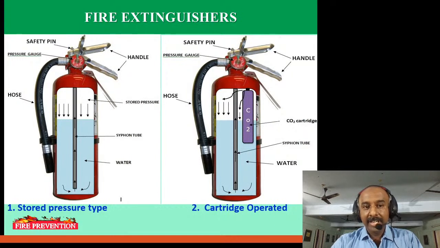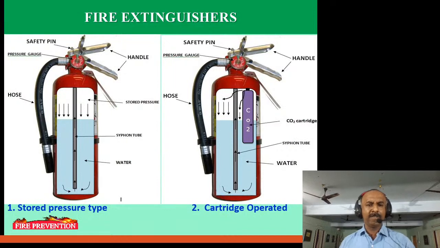And next one, the pressure gauge, which shows the internal pressure of the cylinder. The hose is the outlet passage of the extinguishing agent. These are the major components of the fire extinguisher.